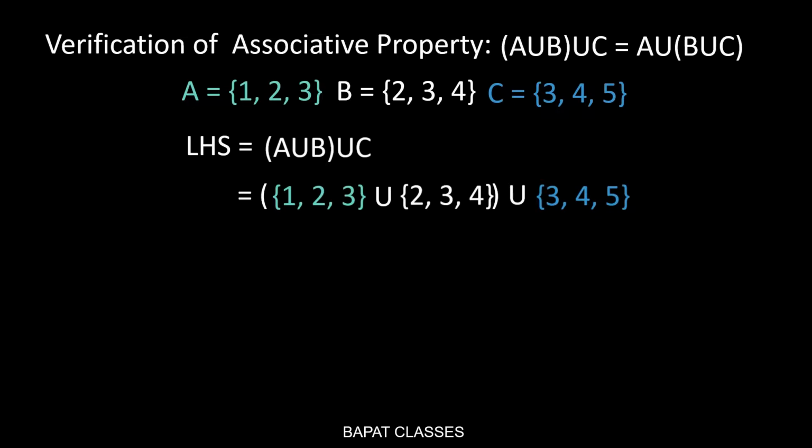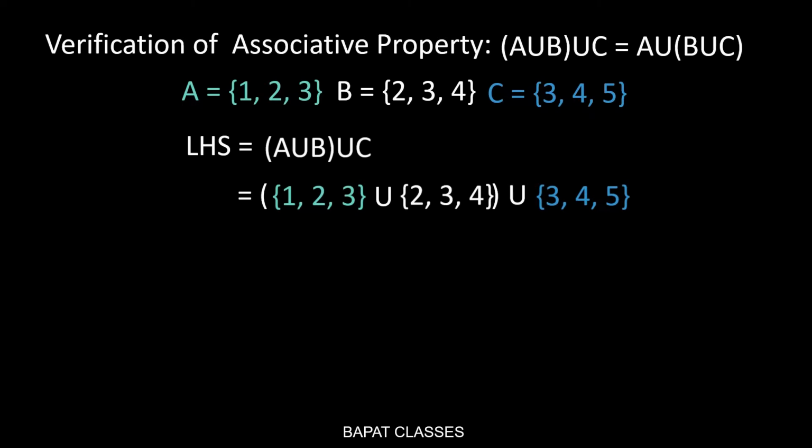Now first we'll find out union of A and B. We will simplify expression in brackets first. In A and B, there are total 6 elements, but 2 elements are common, 2 and 3. And therefore, total number of elements in A union B are 4: 1, 2, 3 and 4.